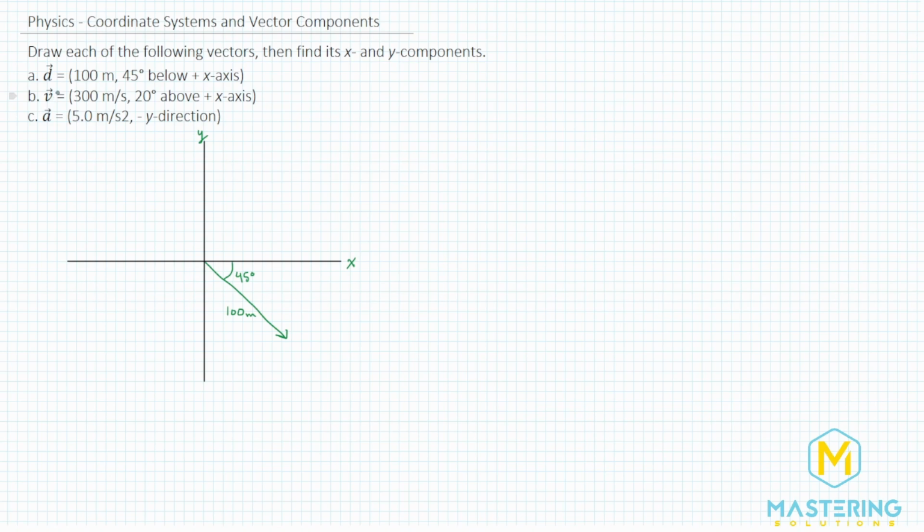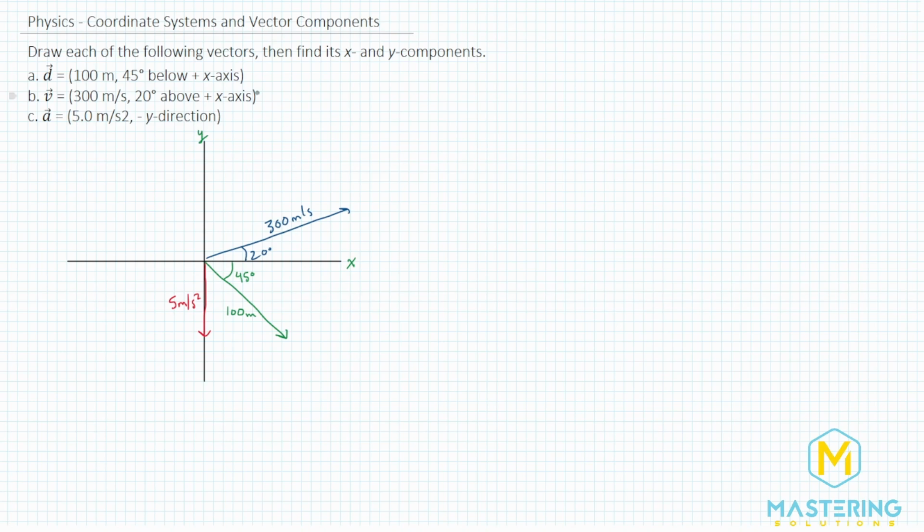And for vector v, we have 300 meters per second as the magnitude, 20 degrees above the positive x-axis. So here we have 300 meters per second, and that is 20 degrees above the positive x-axis. Lastly, for vector a, we have 5 meters per second squared in the negative y direction. So in the negative y direction, they're telling us that it's going straight down. So we have it like this, and that is 5 meters per second squared. This one we said was 300 meters per second.